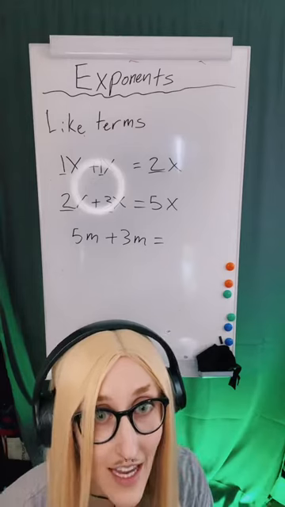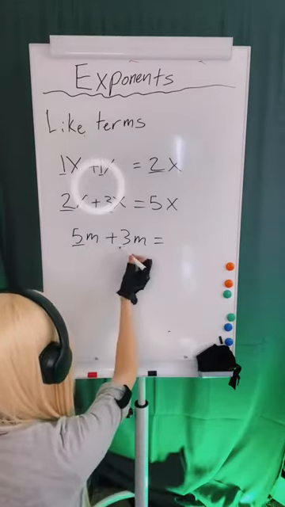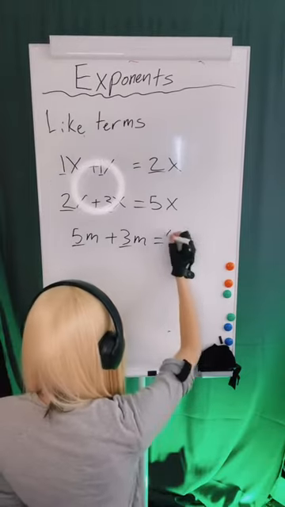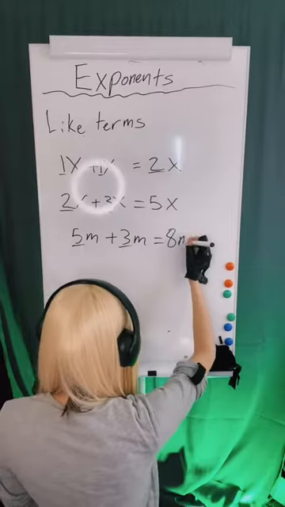Awesome. 8m. You guys are killing it. Because I do 5 plus 3 to get 8. I'm adding the like terms to get 8m.